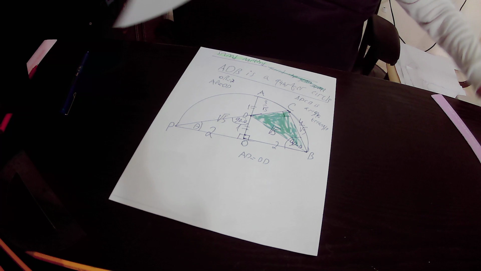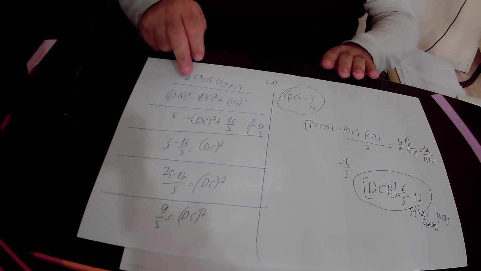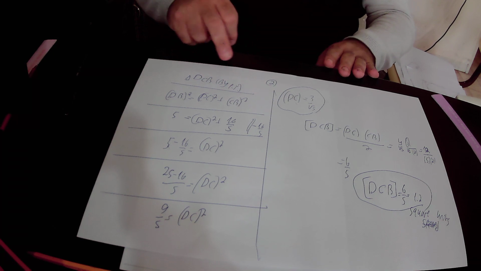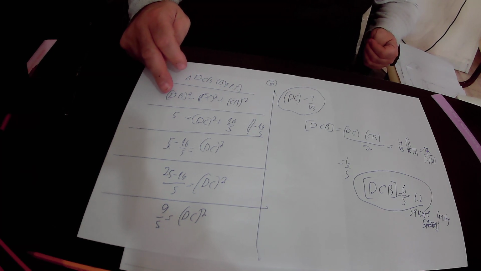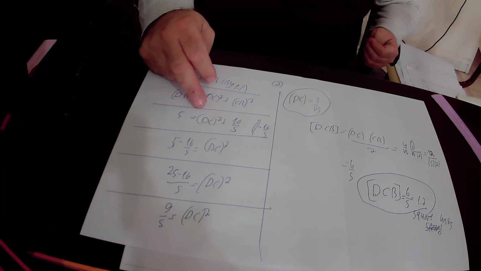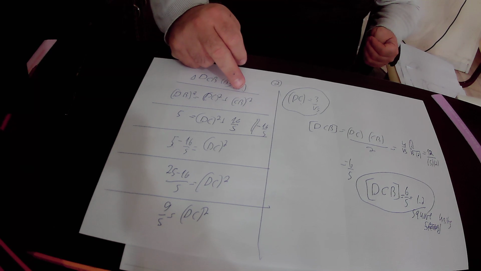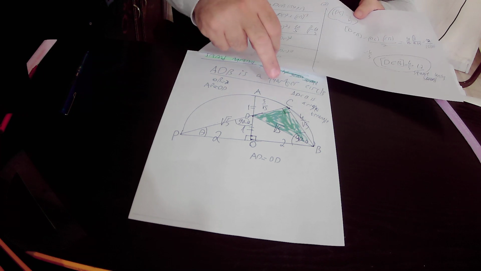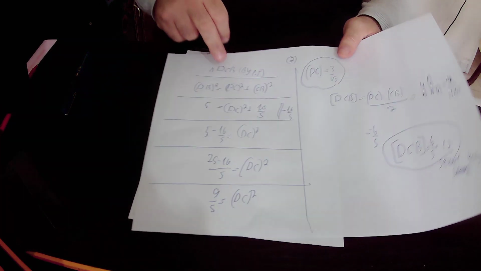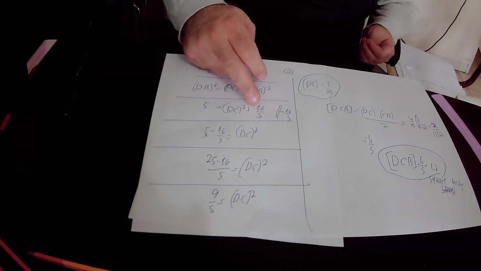Here, DB square equals DC square plus CB square. DB is square root of 5, so DB square is 5. DC is the missing side, so we leave it as it is. CB is 4 over square root of 5, so CB squared is 16 over 5.